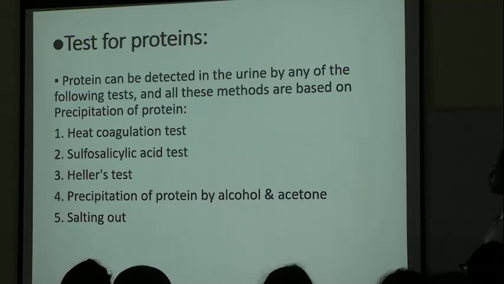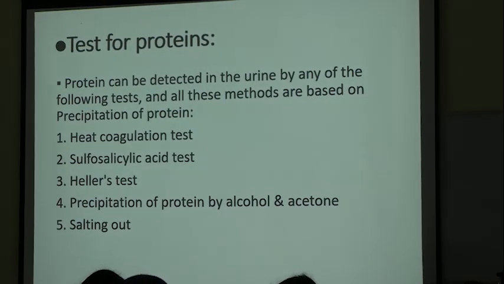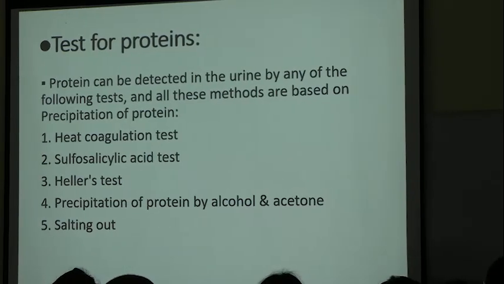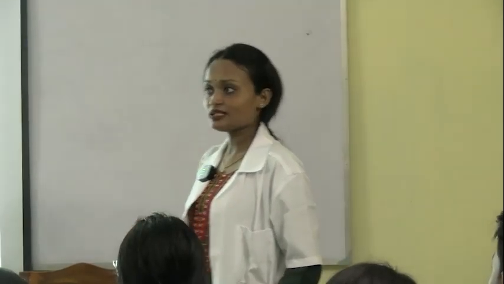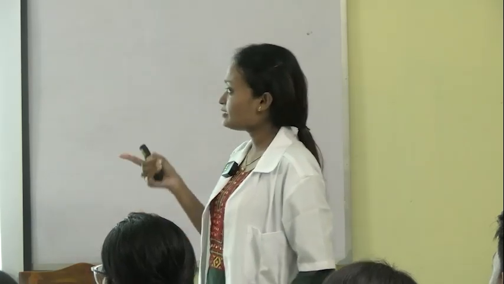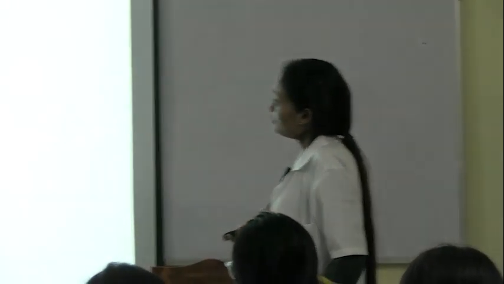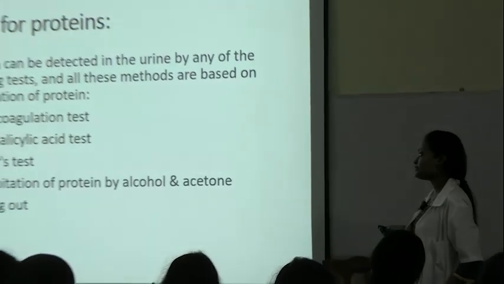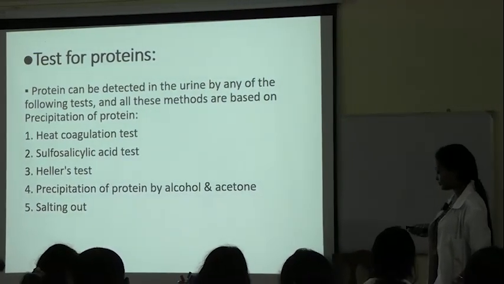And here are the tests for the proteins. Protein can be detected in the urine by any of the following tests, and all these methods are based on precipitation of protein. First, the heat coagulation test, which we are going to do today in our lab. This is the main test for the detection of protein, and also we can do the sulfosalicylic acid test too. The rest three are only for your theoretical knowledge and can be asked in your viva. Then third is Heller's nitric acid test, fourth is precipitation of protein by alcohol and acetone, and the fifth one is salting out.